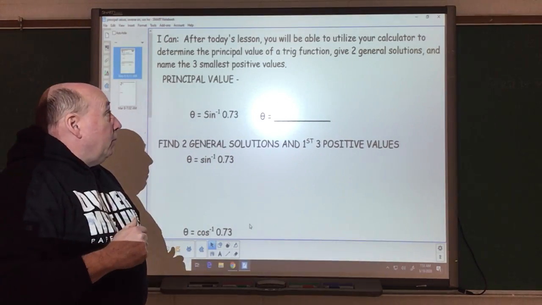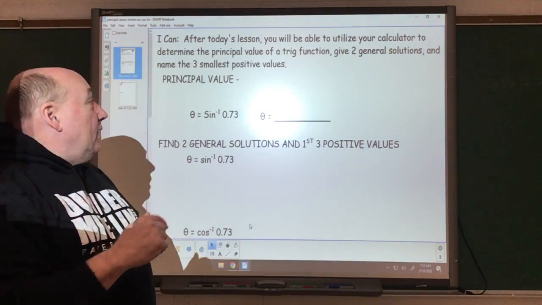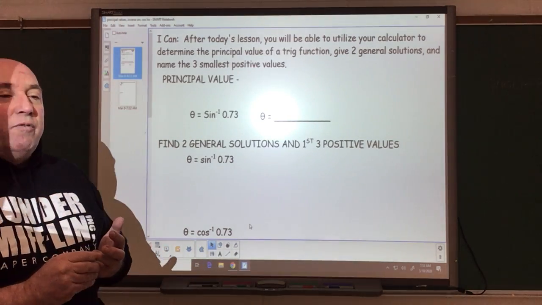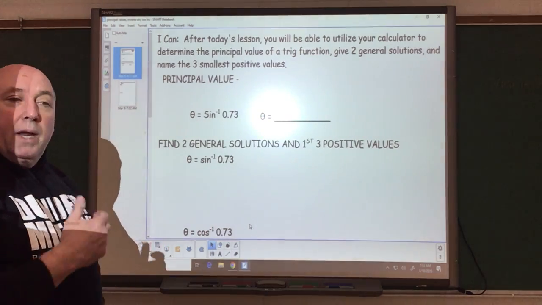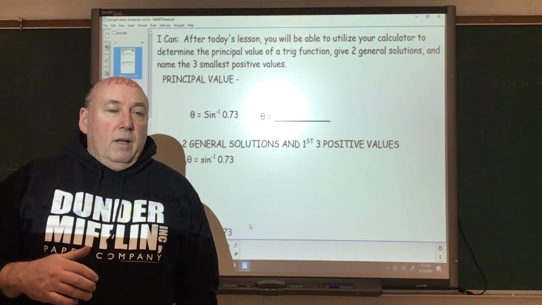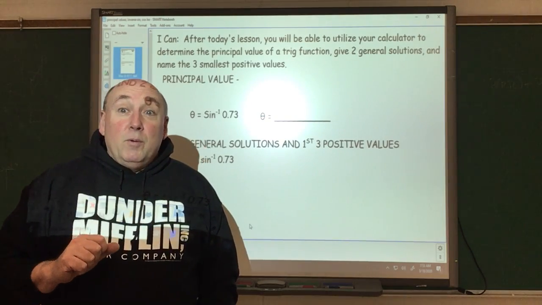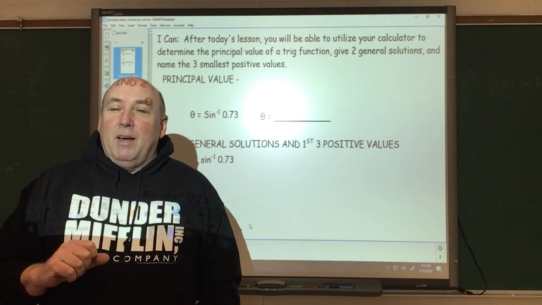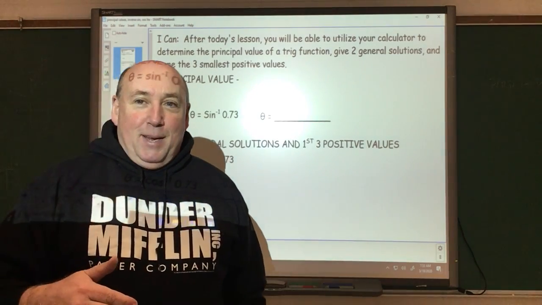After today's lesson, you'll be able to utilize your calculator to determine the principal values of trig functions, give two general solutions, and name the three smallest positive values. And that's what we'll be working on today. Hopefully you've been able to download the notes and print the notes off, and you can write on the notes as we go through this. Once again, if I'm going too fast, just hit your pause button and that will allow you to catch up. I won't keep talking when you hit the pause button.